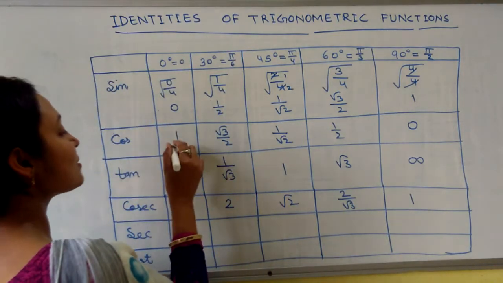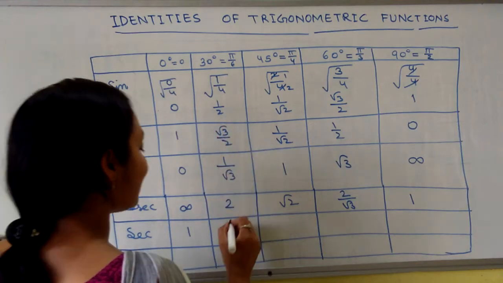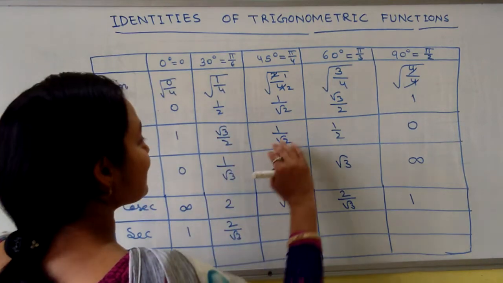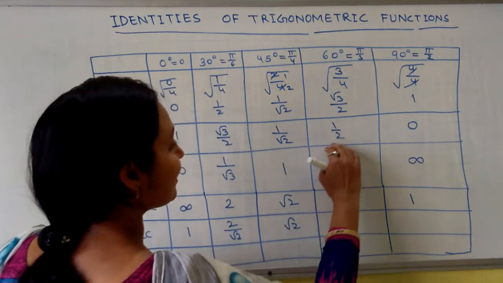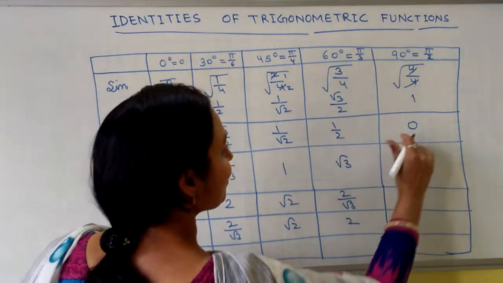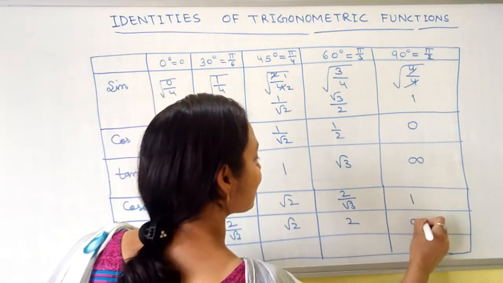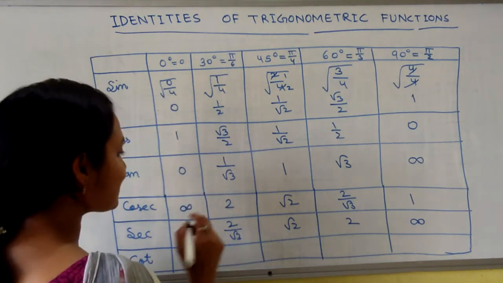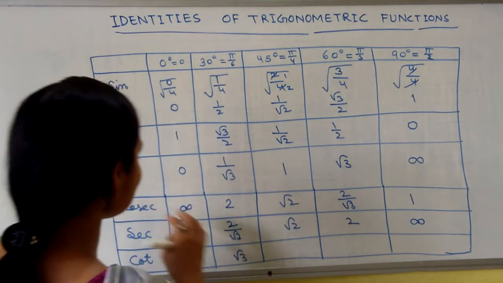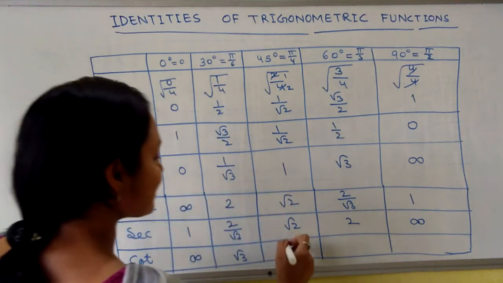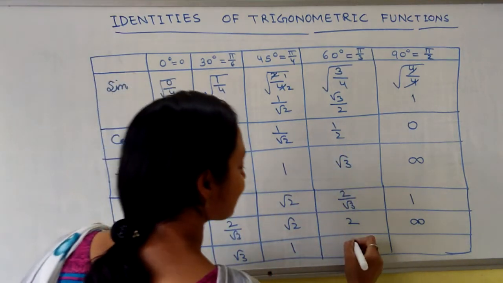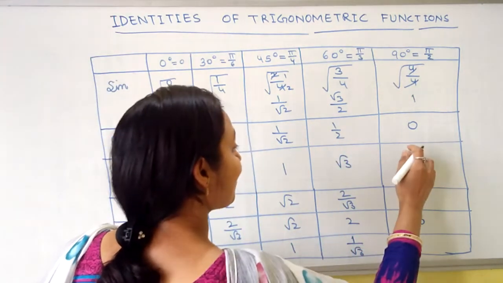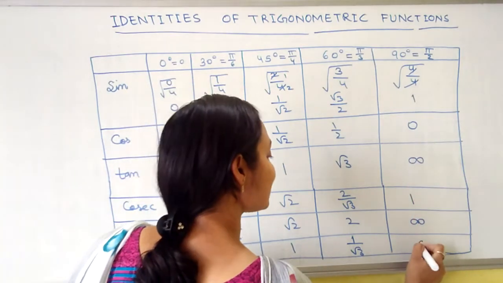Secant is the inverse of cos. 1 by 1, that is 1. 2 by root 3, take the inverse, root 2. Take the inverse of this one, that is 2. Take 0 by 1, 1 upon 0, that is infinity. Then infinity, root 3, because it is the inverse of tan. This is again 1, and when you take the inverse, 1 upon root 3. 1, 0 upon 1, 1 upon infinity, that is 0.